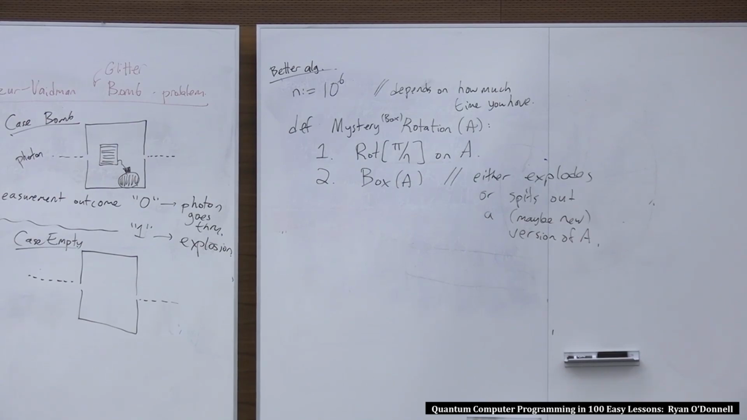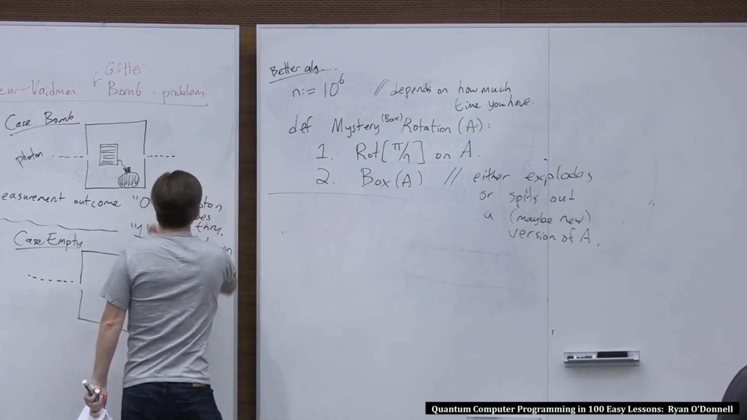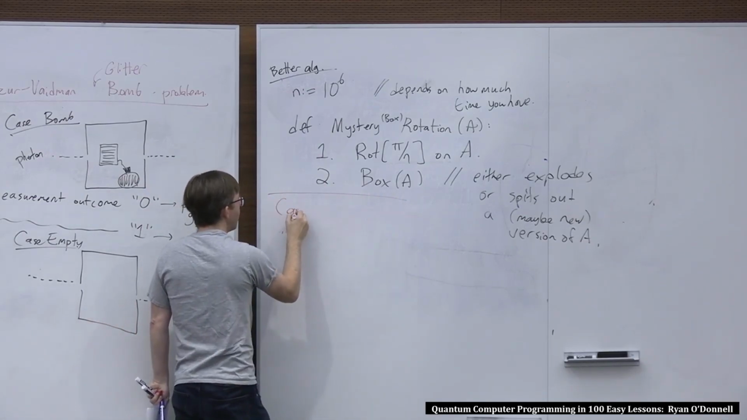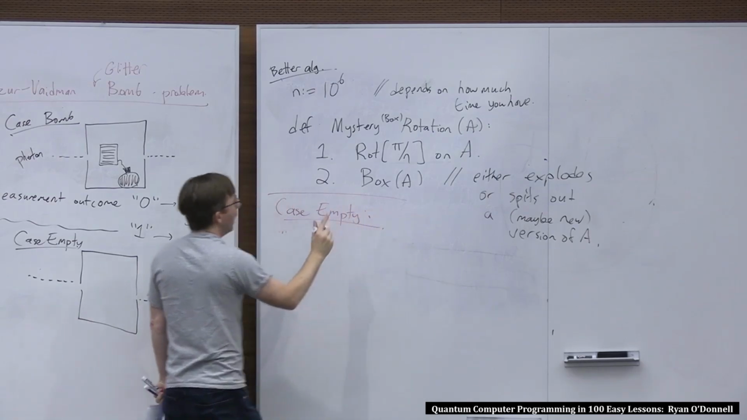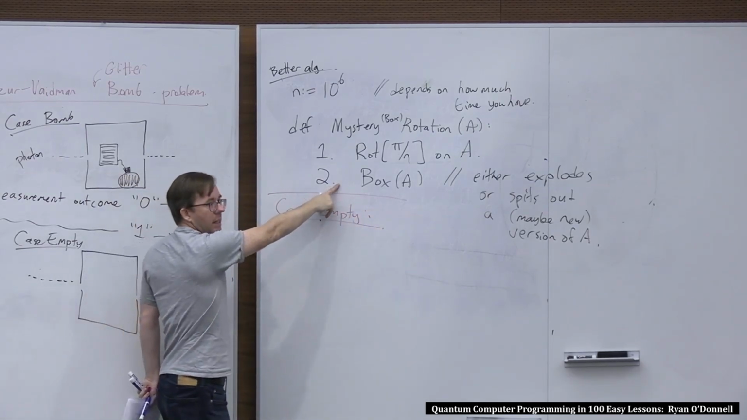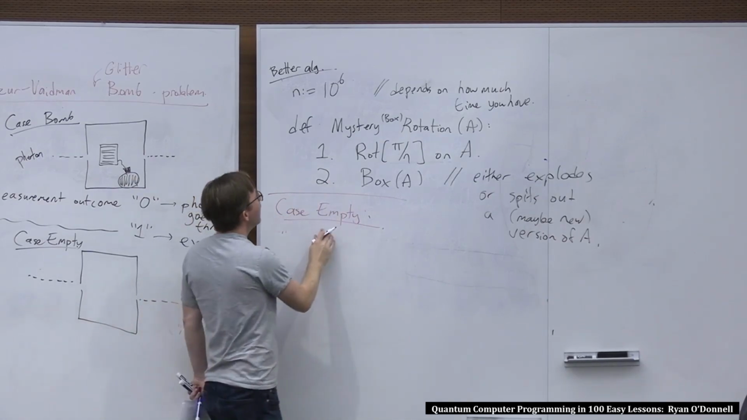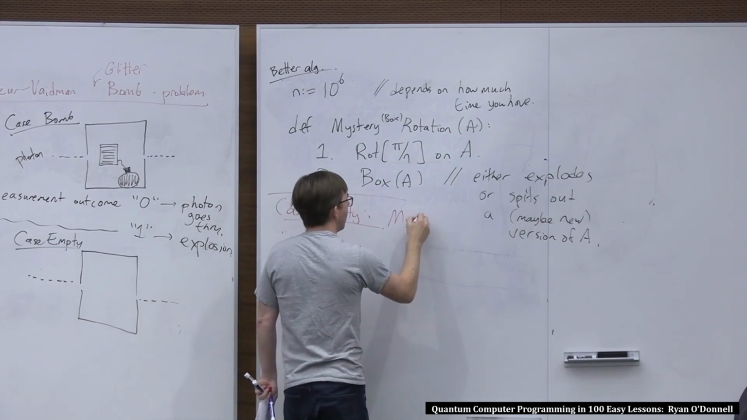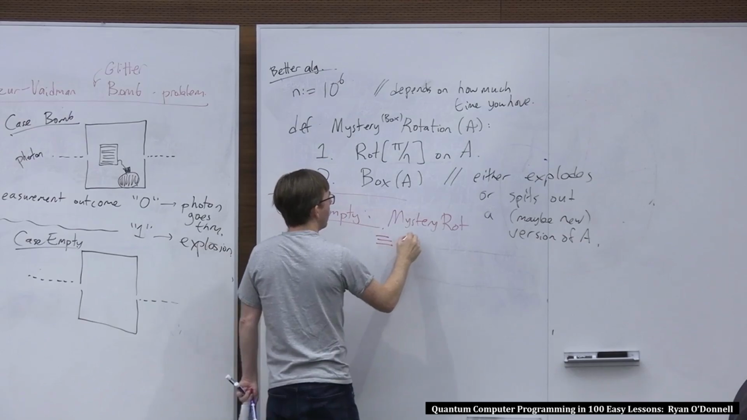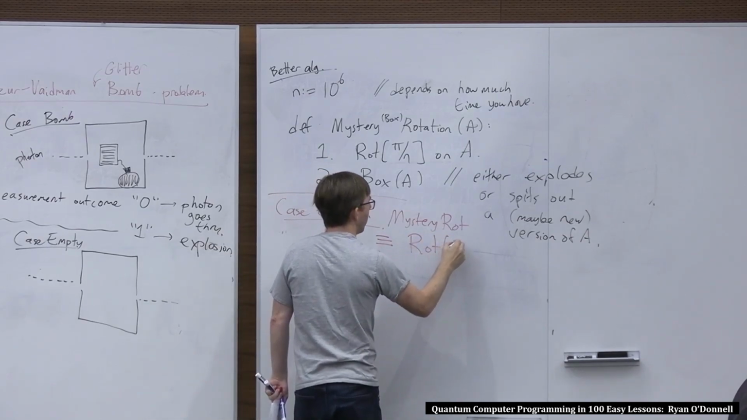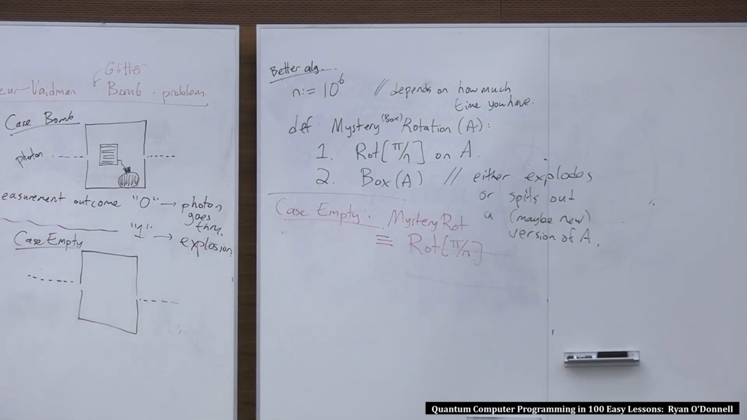Now, let's think about what this code is doing in the two possibilities. So in case empty, if the box is empty, then this line literally does nothing. You just put in A and you get back A. So in case empty, mystery rotation, this algorithm that you've defined, is literally equivalent to rotate by pi over n. This instruction is the same as this instruction in the empty case.